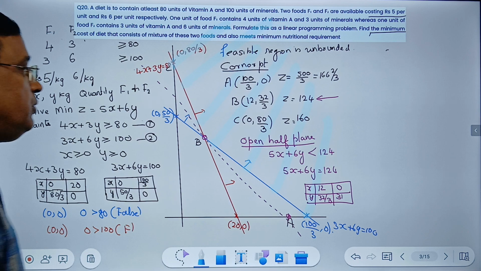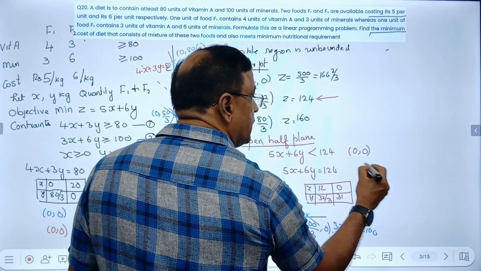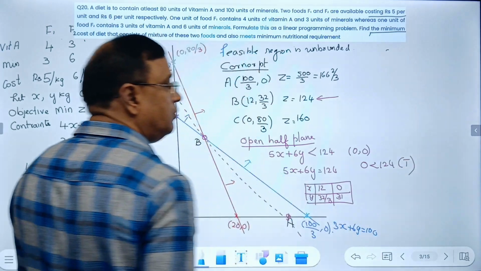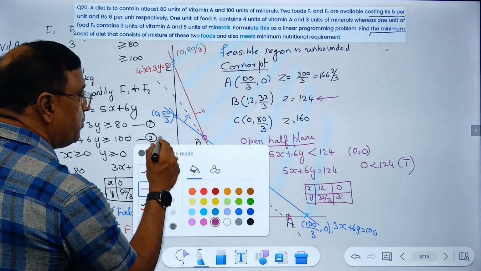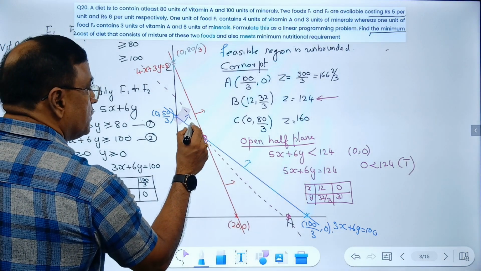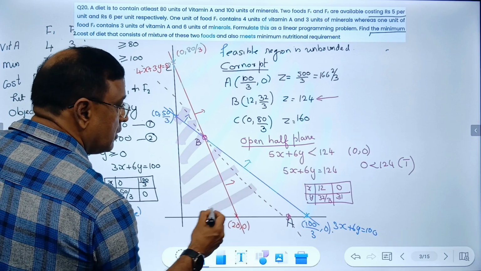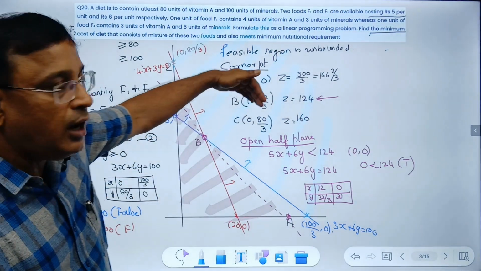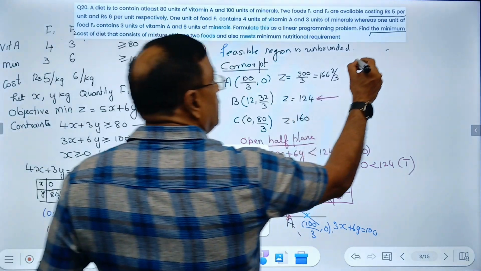Okay? Now what do you do? Substitute the origin. When you substitute the origin, you get 0 less than 124, which is absolutely true. So this will be my open half plane. Watch this, see. This is my open half plane. So clearly, the open half plane and the unbounded region have no point in common. That you have to write.